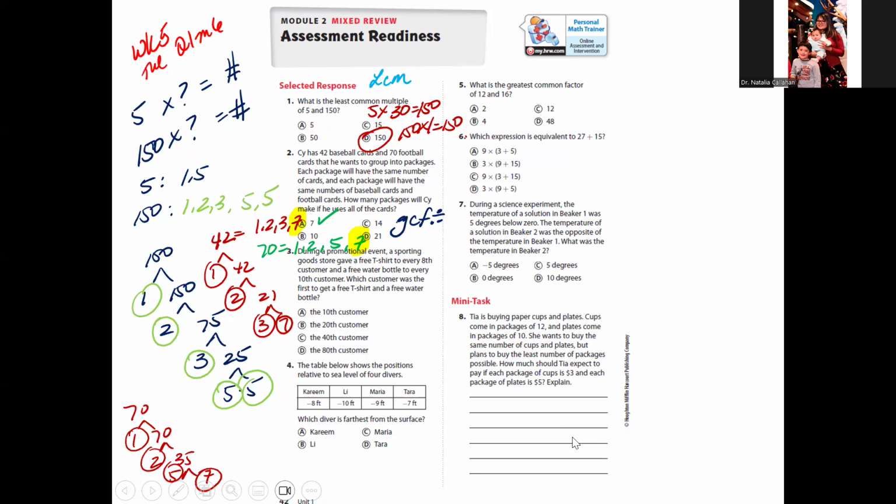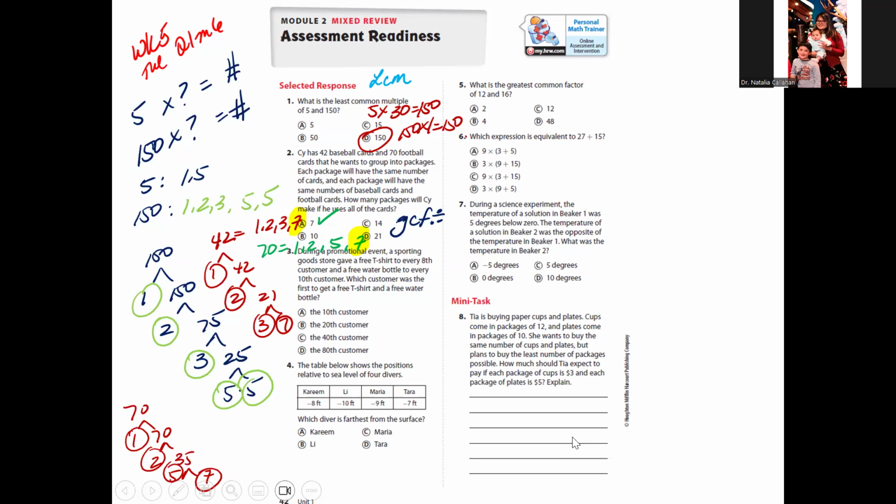What do they have in common between 42 and 70? What's the number they have in common? They both go into 7. Remember, greatest common factor means the biggest number that goes into both 42 and 70. So 7 is the biggest number that goes into 42 and 70. So what's your answer? 7. All right, number 3, go ahead.